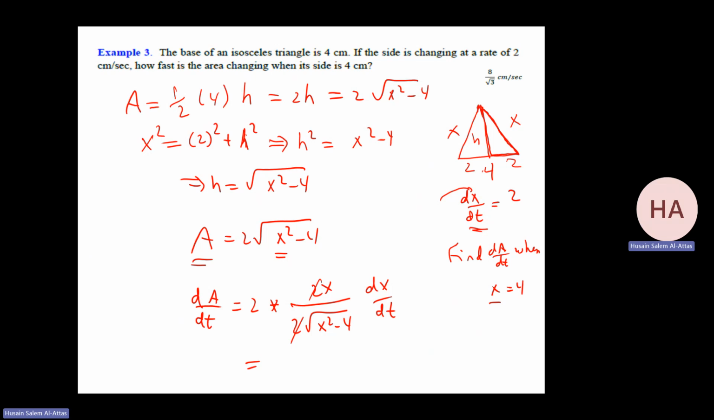Plug the numbers now. I have x is 4 and dx/dt is 2. So 2 times 4 times 2 over the square root of 12. This is 16 over the square root of 16 minus 4, which is the square root of 12. I have 16 over, this is 4 times 3, so 2 square root of 3. So it will be 8 over square root of 3, and that is the answer.